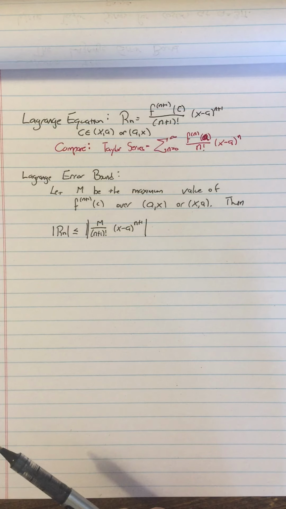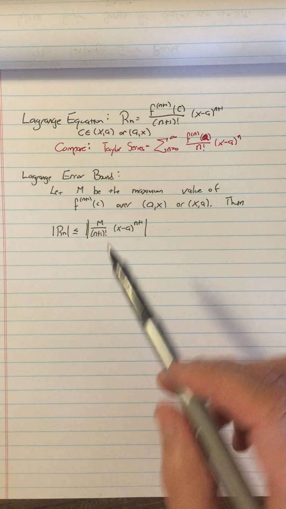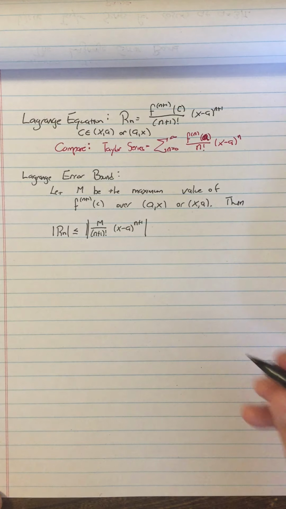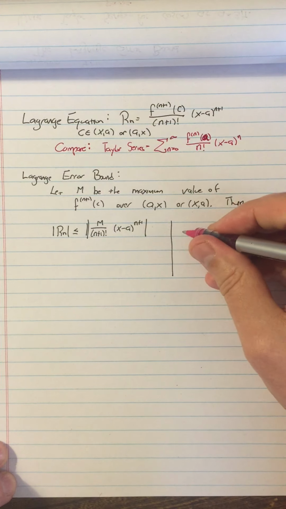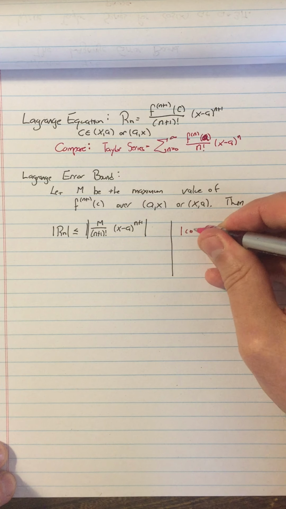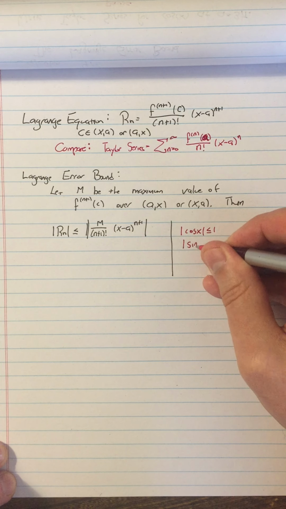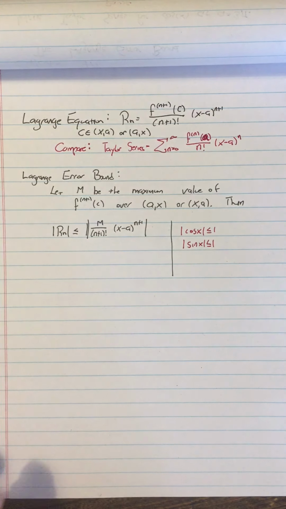All right, so this is the form we're normally going to use, and the key is to say, how do I know what this M is? Well, my given function is cosine. In fact, all of the derivatives of cosine are either cosine or sine. Since I know that the absolute value of cosine of any number is less than or equal to 1, and the absolute value of sine of any number is also less than or equal to 1, the most this M could be is 1.